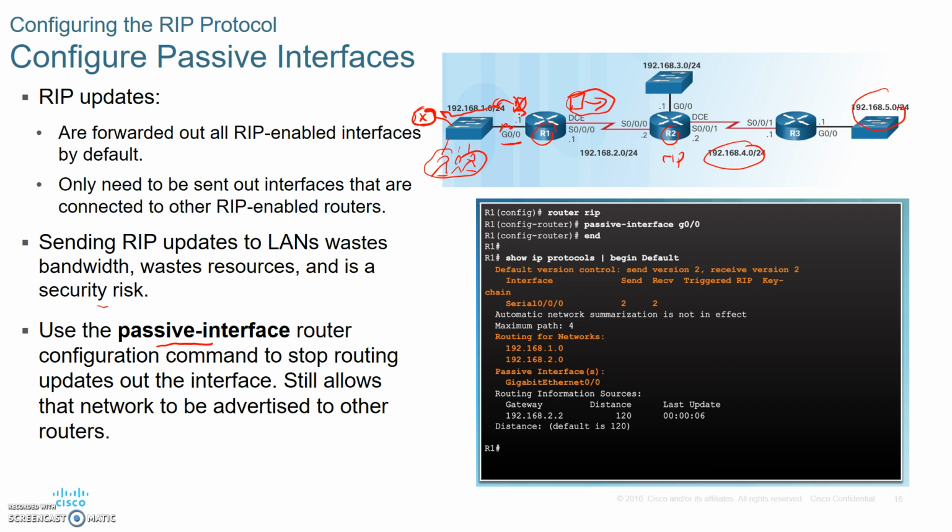So how do you run this command? You just run router rip, and then say passive-interface, followed by the interface you do not want the RIP update to be sent out of. In this case, it will be your G0/0. To verify that, again do the show ip protocol command. You are able to see that there is a passive interface listed here, and it's G0/0.